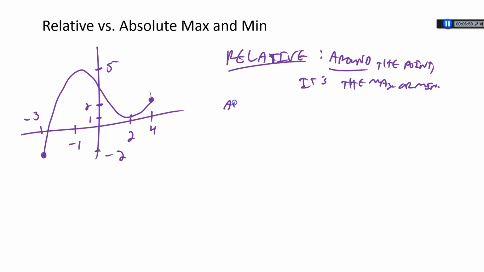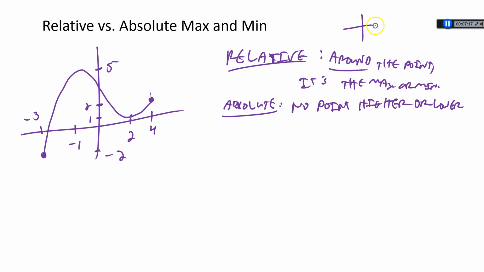Okay? Absolute means that there is no point higher or lower anywhere on the graph. No point higher or lower. And there are a lot of functions. So if I talk about an absolute maximum, there can be no point higher. A lot of functions don't have this, right? Like a lot of polynomials, like a cubic function, go up and down forever. There are no absolute extrema. In fact, there are no relative extrema either because it's always increasing.